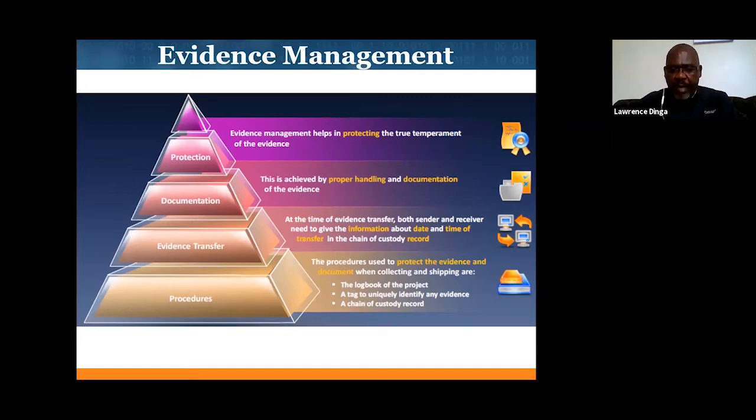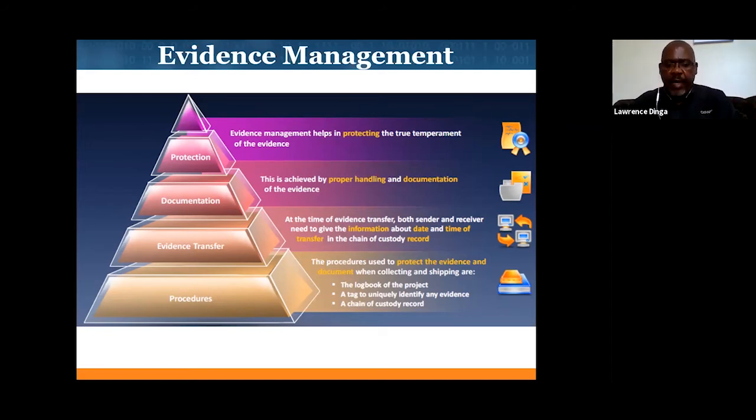You must have a tag that uniquely identifies any evidence. Remember, if the evidence is a hard disk, it has a serial number and a manufacturer. These are things that uniquely identify that particular evidence. Then you have to have the chain of custody record.